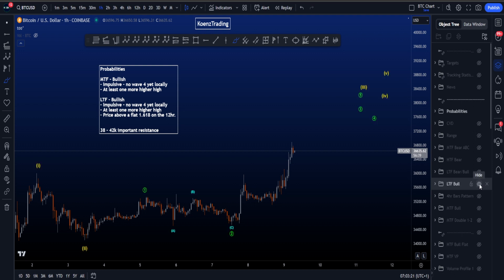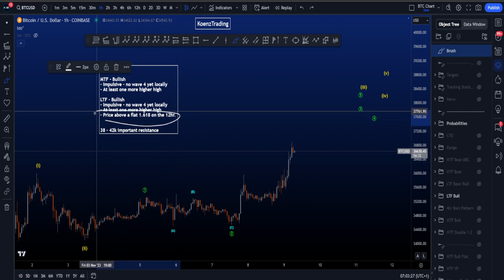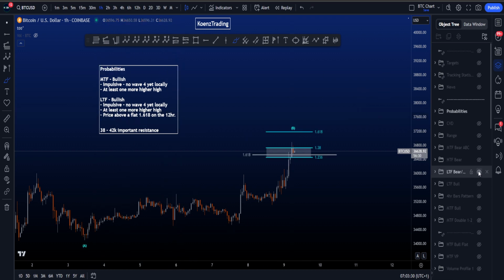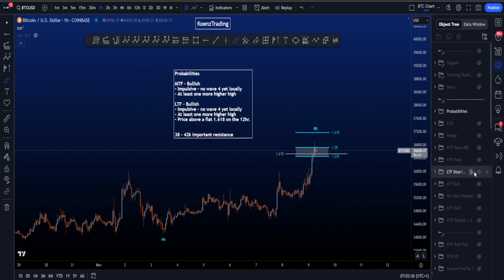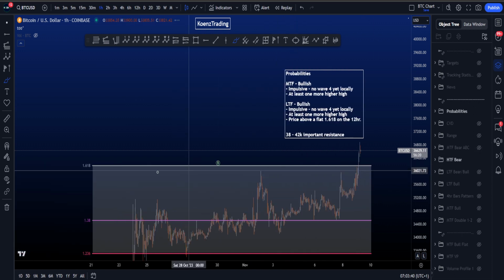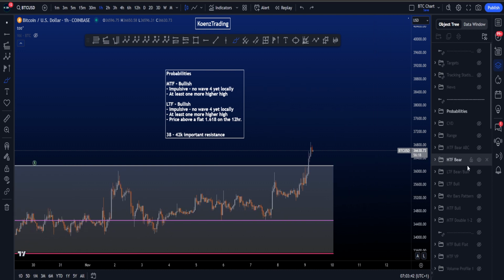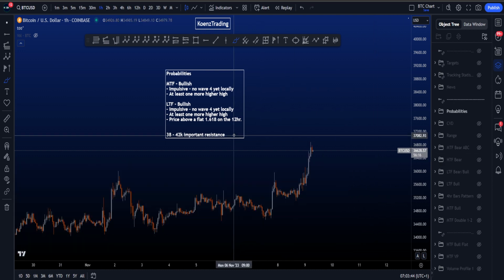Also, the bullish scenario has a higher probability moving towards the upside. No wave 4 yet locally. Price is above the flat as well at the moment, which is the bearish and then bullish scenario. So price is currently above the 1.618 that we see over here, which increases probabilities for continuation. The same is true for the bearish scenario, currently above the 1.618, which increases probabilities for continuation.